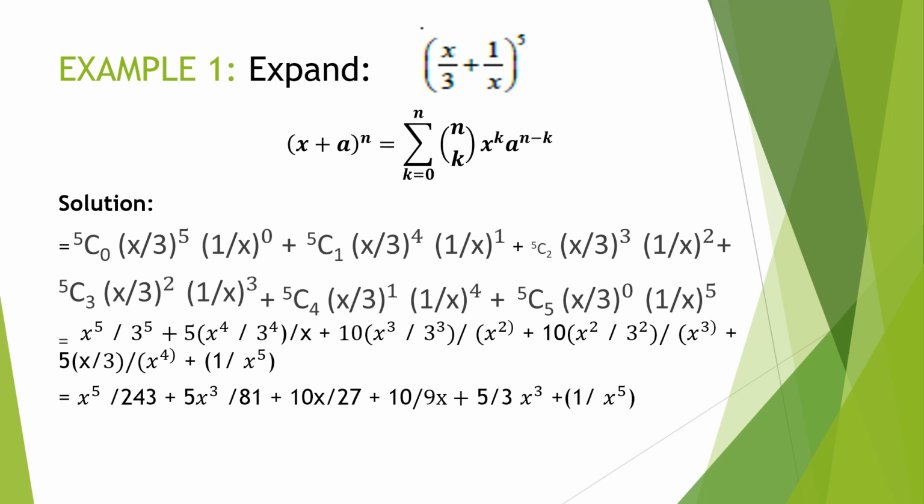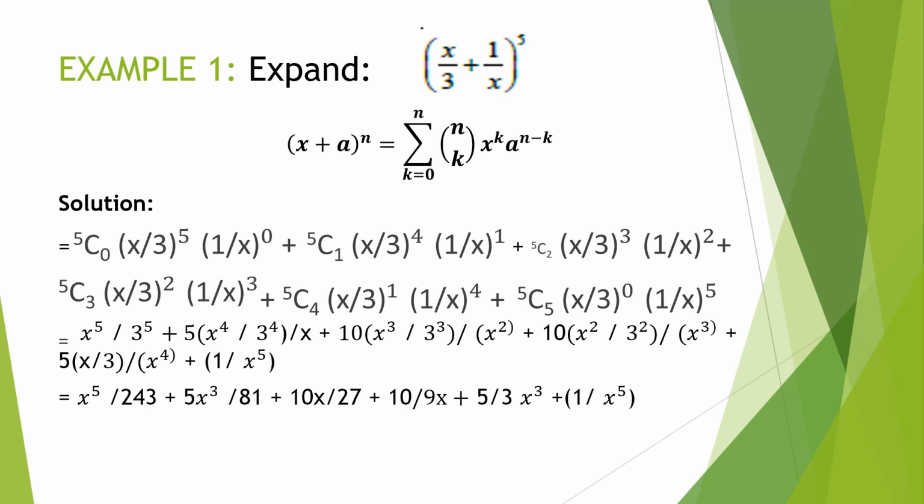Let us see the examples. Example 1. Expand (x/3 + 1/x) whole raised to 5. You know the binomial expansion. I have just given the formula over there. Now let us put the values. First of all, you start with 0. So 5C0, (x/3) raised to 5, (1/x) raised to 0. Next term, 5C1, (x/3) raised to 4.